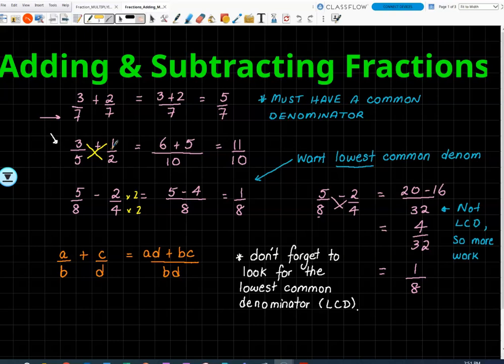Does that make sense? I'm sorry if I'm going very fast. So happy? 3 2s are 6. 5 times 1 is 5. And we get 11 over 10. This is what you did in primary school with numbers.